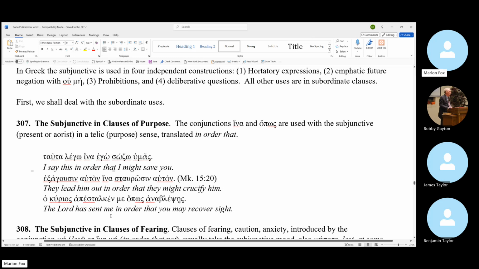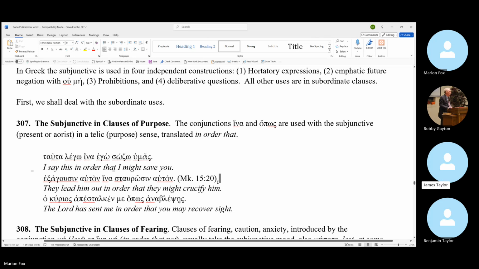So here we have Hopos, right here, and we have Hina here, and Hina here. And those are your examples of it. Okay. Any comments there? Does that help maybe a little bit?